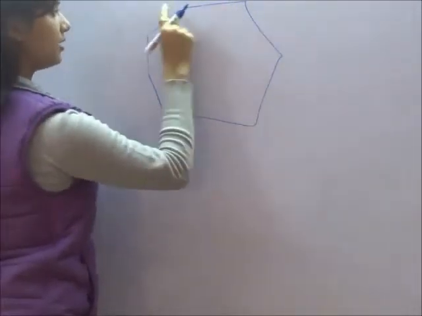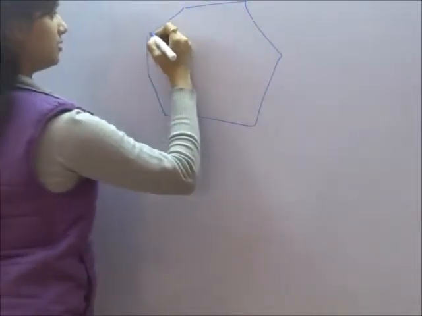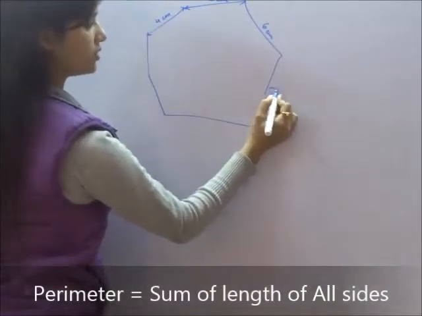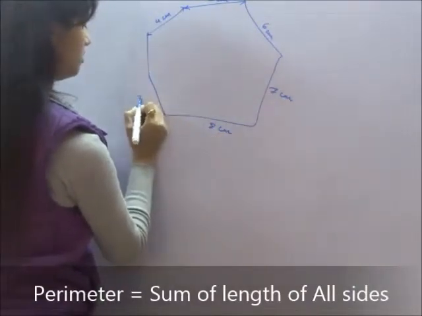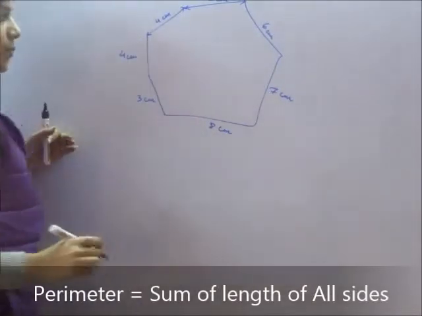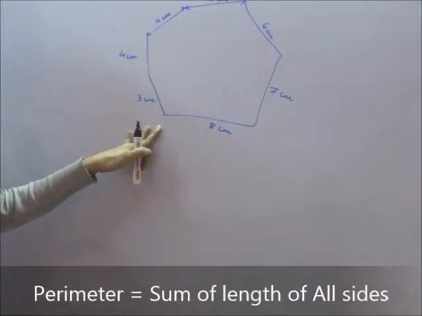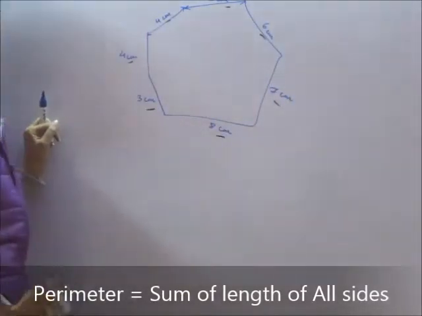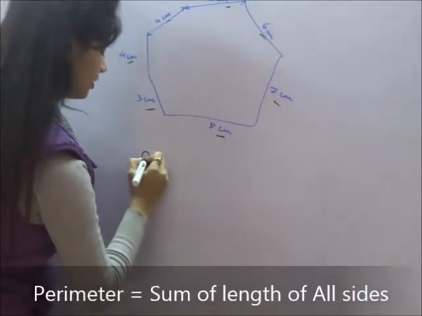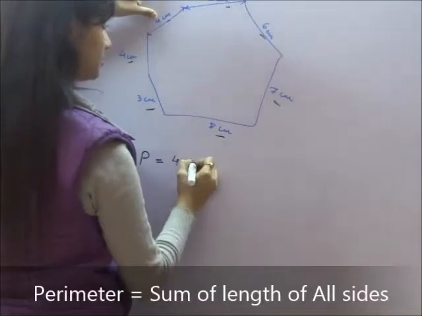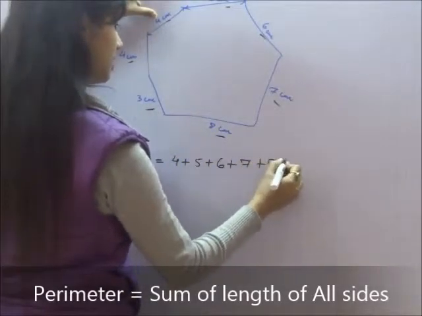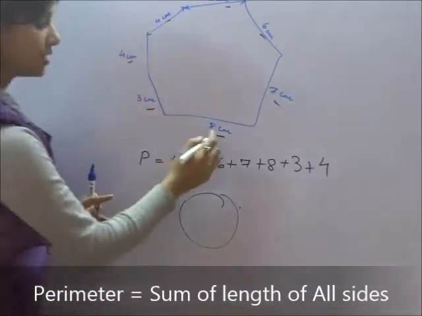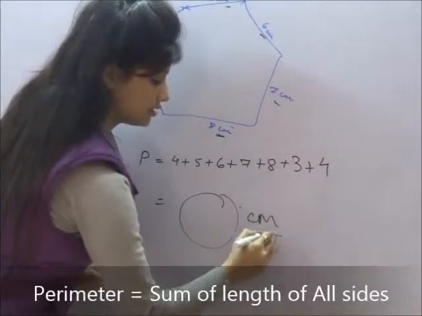Say the sides are 4 cm, 5 cm, 6 cm, 7, 8, 3, and 4 again. Supposedly I want to find the perimeter of this figure. What I will do is simply add all these. That's all about perimeter. So the perimeter for the above figure, starting from here, is 4 cm plus 5 cm plus 6 plus 7 plus 8 plus 3 plus 4. And at the end, we have to remember to keep the unit, that is centimeter.